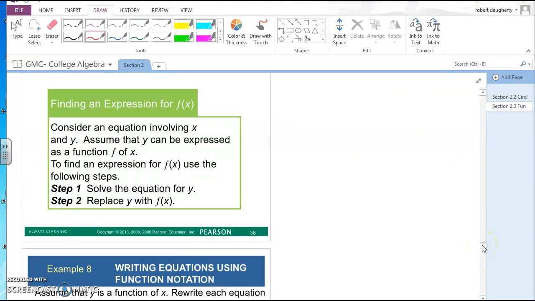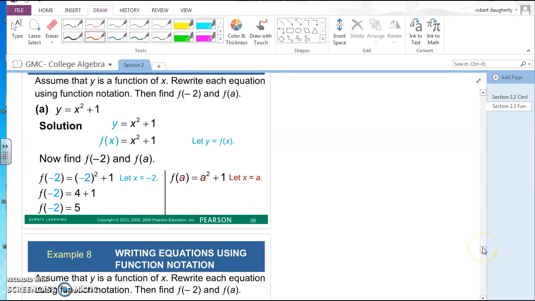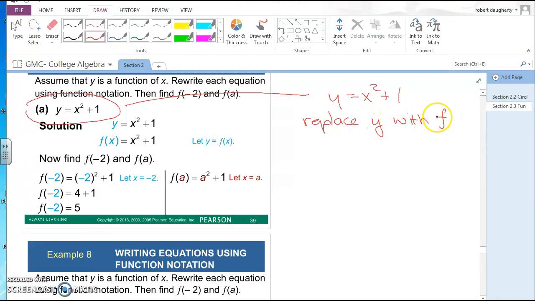So again, when we're looking at this function notation, f of x, we're talking about functions f defined in terms of x. So if I'm asked to put something in function notation, I'm going to solve it for y and just replace that y with f of x. So let's say, for example, I want to take this and write it as a function. So y is equal to x squared plus 1. All I have to do is replace y with f of x. So f of x equals x squared plus 1.